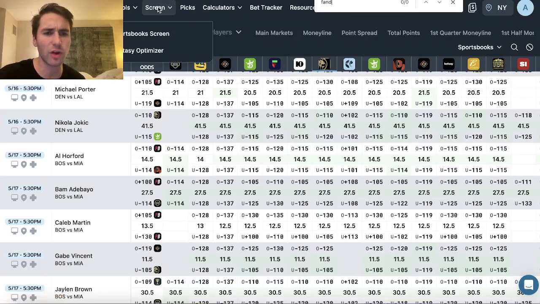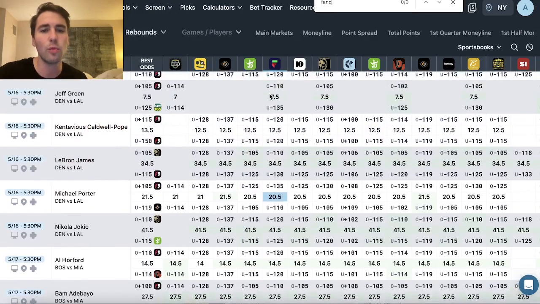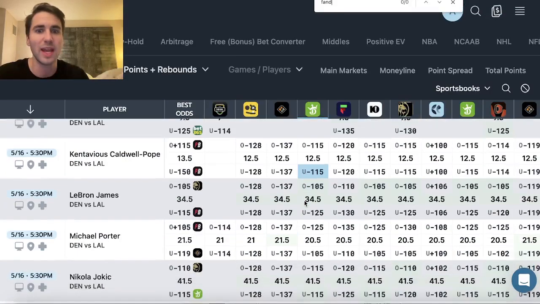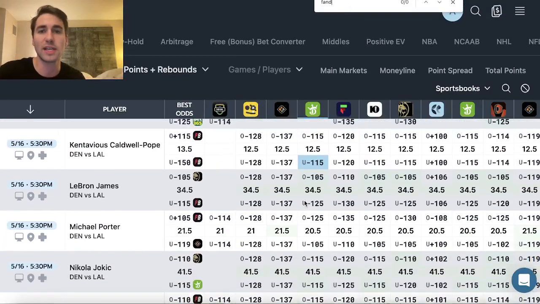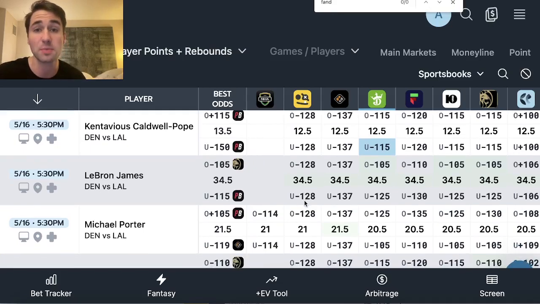So my first play is right here. It's from what's called the Sportsbook screen. So right here, you just go to screen and then Sportsbook screen. And basically when I'm using this tool, I'll just zoom in a bit. I'm looking for discrepancies, right? You're looking for value in the market as a sharp sports bettor.